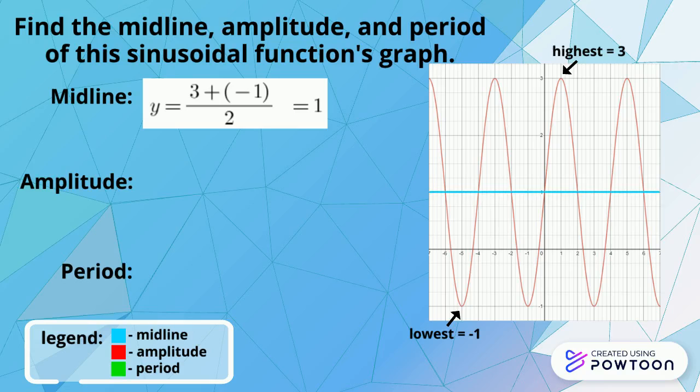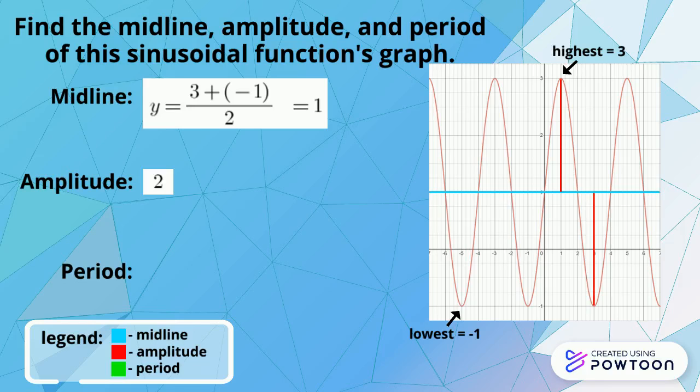Next, we are going to find the amplitude. We are going to look at how far above or below the function is from the midline. They should be the same value going both ways. In this case, the amplitude is 2 because from the midline to the highest point is 2, and from the midline to the lowest point is also 2.